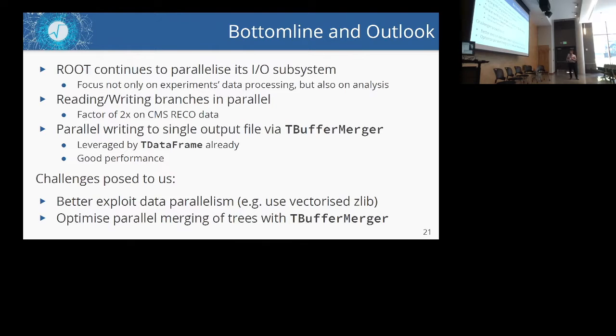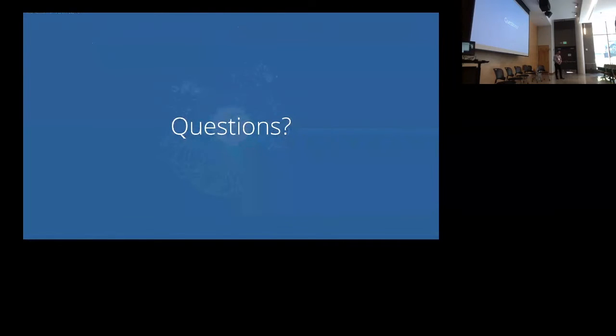And we still have more challenges ahead of us. We need to optimize parallel merging, as in the figure I showed. We need to fix a few bugs for thread safety. And we also want to exploit data parallelism better via vector instructions, for example by making use of vectorized compression and decompression algorithms. And that's it. Any questions?